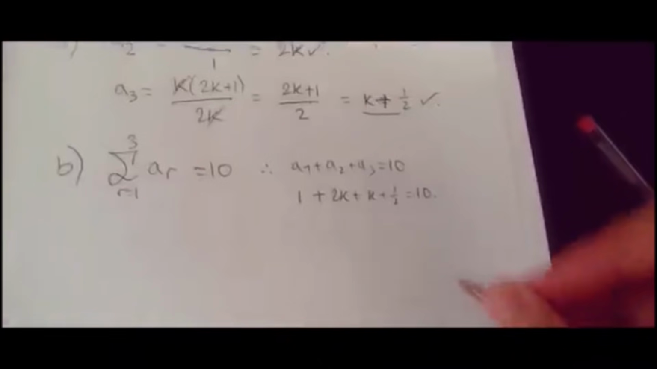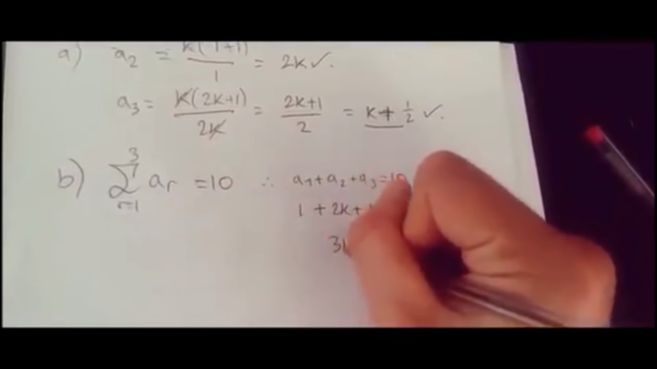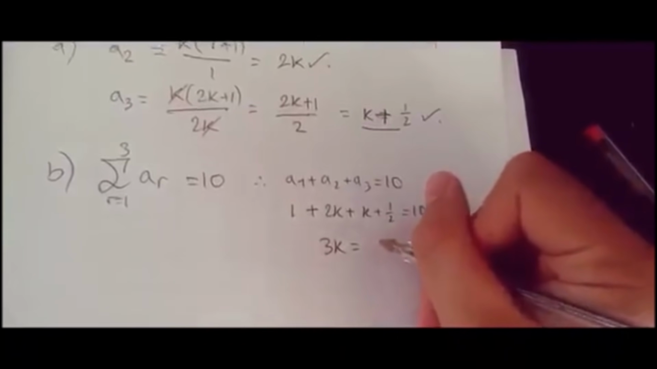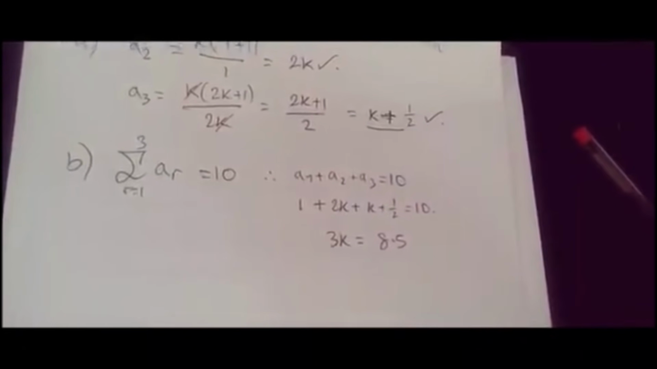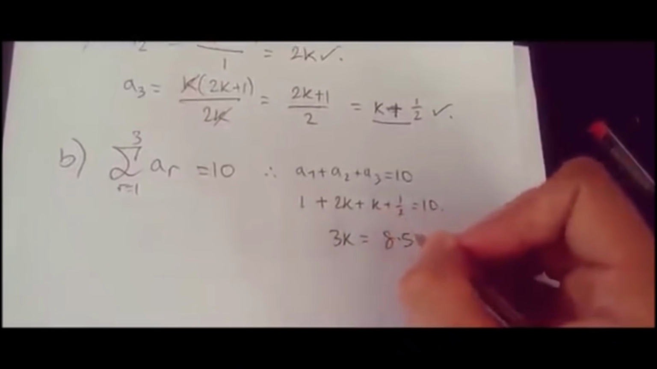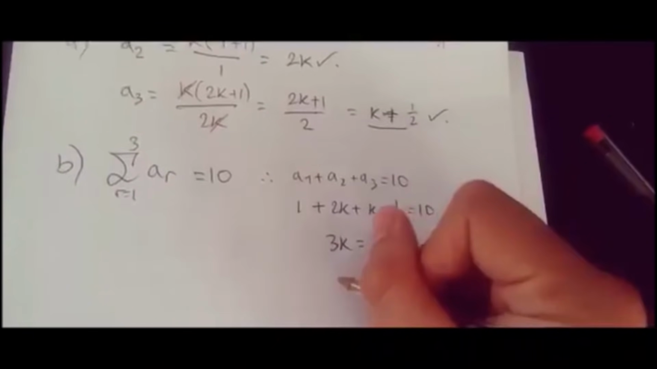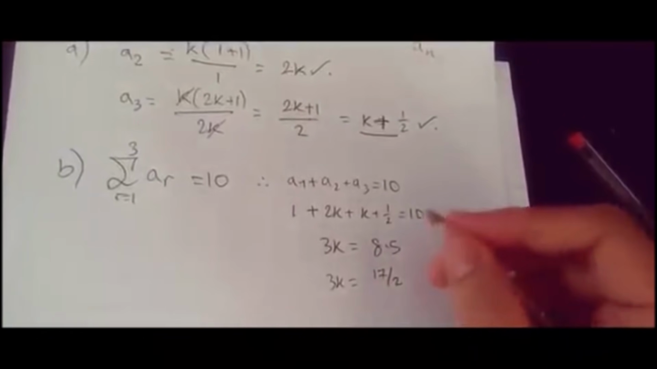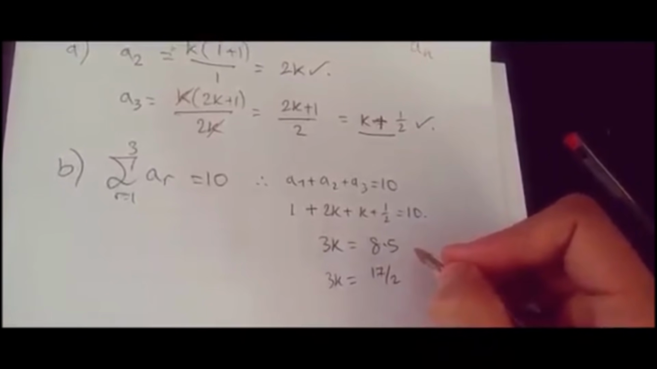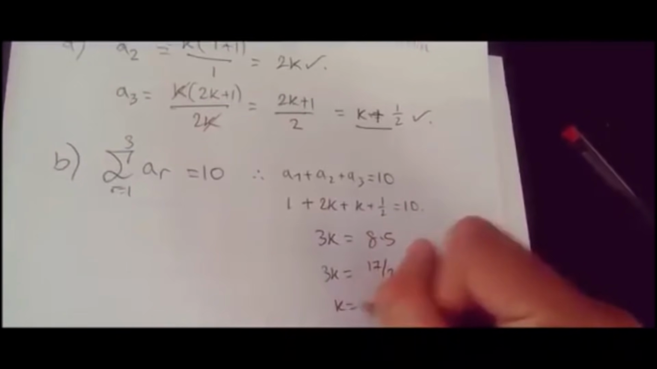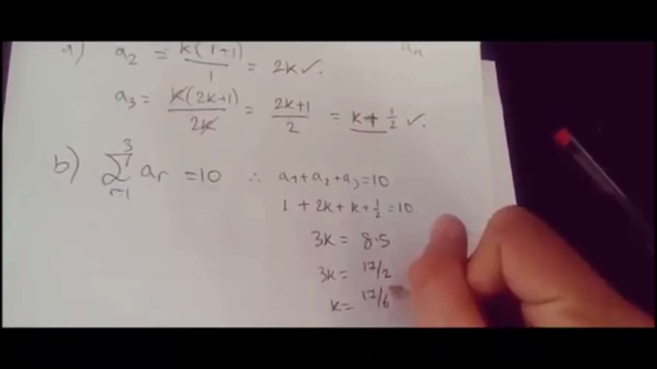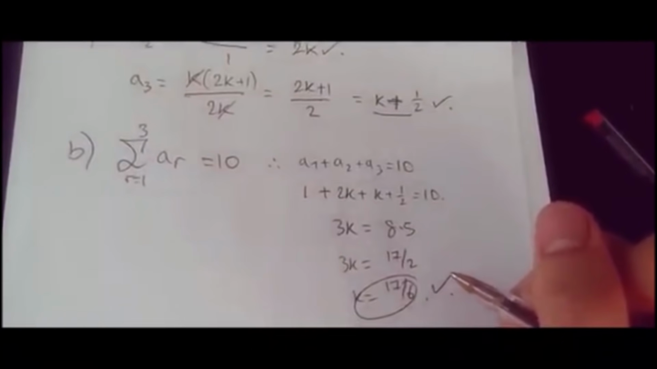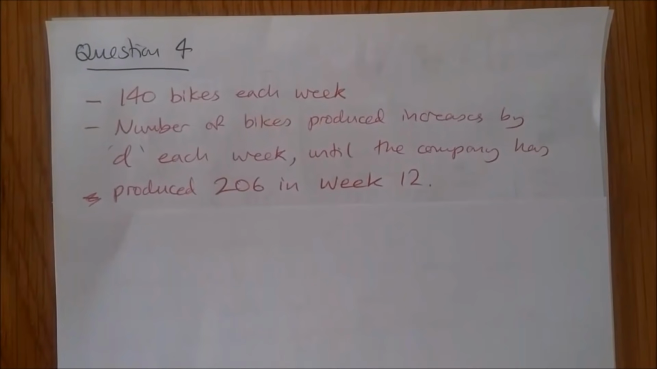Dead easy algebra. Adding these k's up, we're going to get 3k. Adding these two up, we're going to get 1.5. 10 take away 1.5 is 8.5. And lastly, dividing across, to make this easy for you, you should write 3k equals 17 over 2. That's what 8.5 is. Dividing by 3, you just times the bottom by 3, so k equals 17 over 6. That's it, done. And I hope this helps. I think this was quite a nice question. It wasn't too bad.